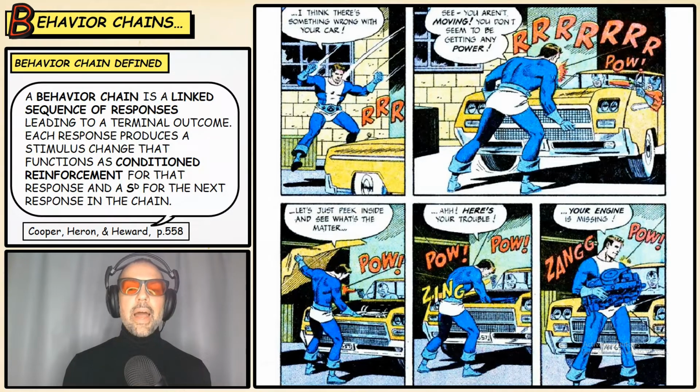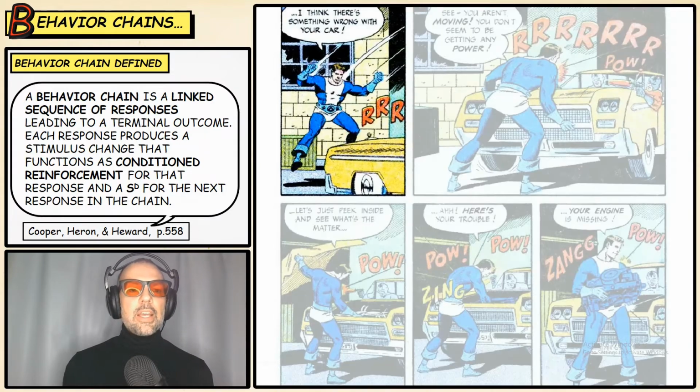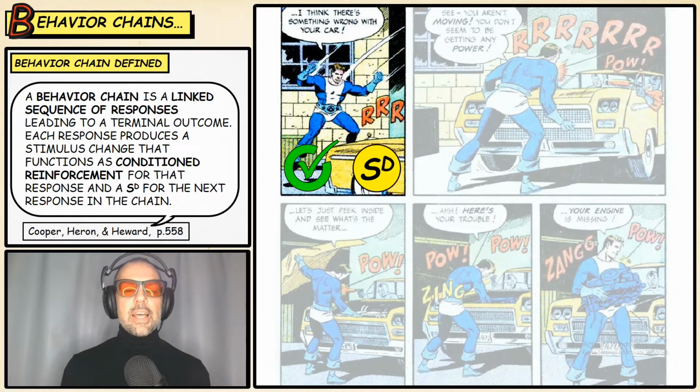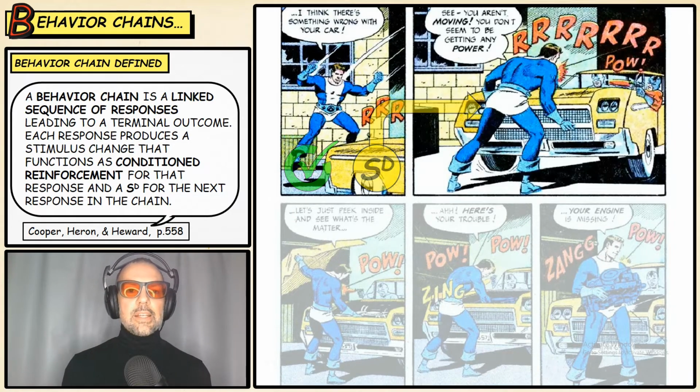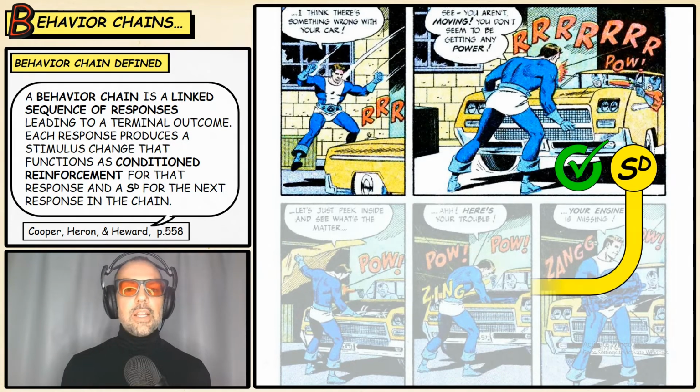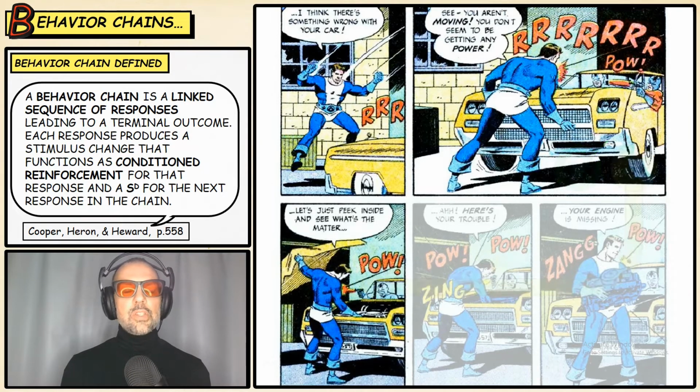And we looked at the power behind the behavior chain: when you get reinforced for performing that first step in the behavior, it also produces a change in the environment. That stimulus change acts as a discriminative stimulus, telling you that the next step in the chain will now be reinforced. Then you perform that next step and you get reinforced, but it also produces a discriminative stimulus, a change in your environment that indicates that the next step in the sequence will now be reinforced, and so on and so forth.